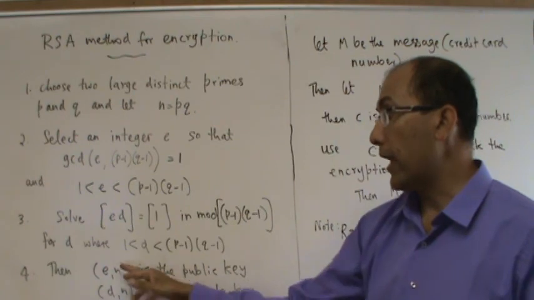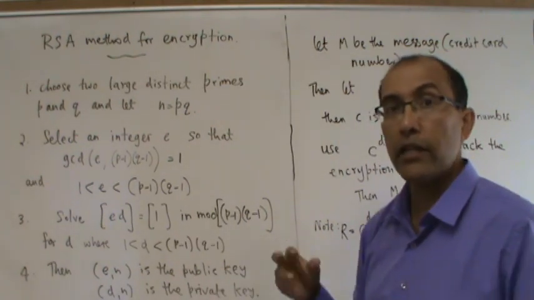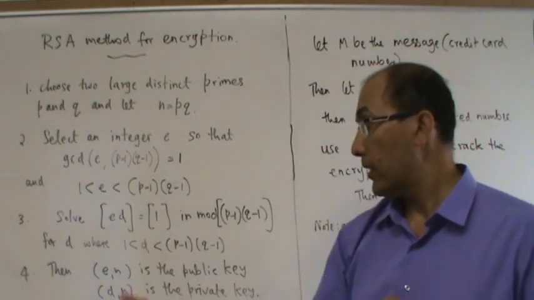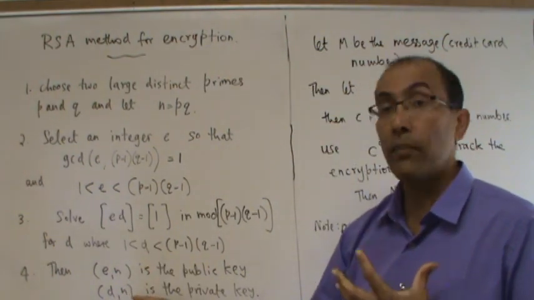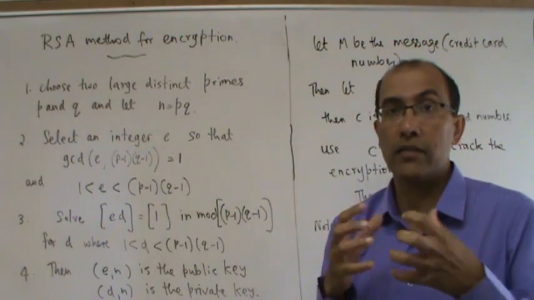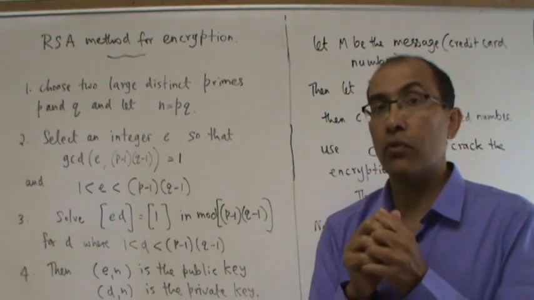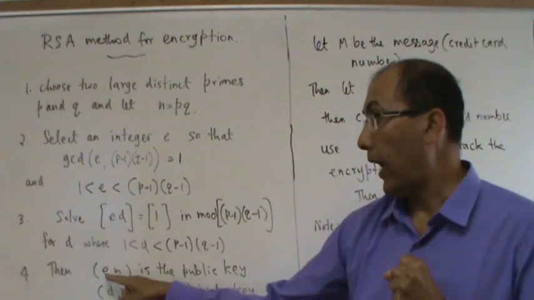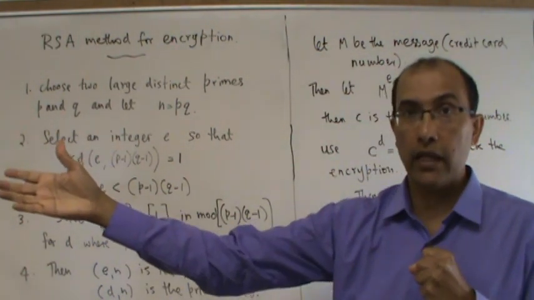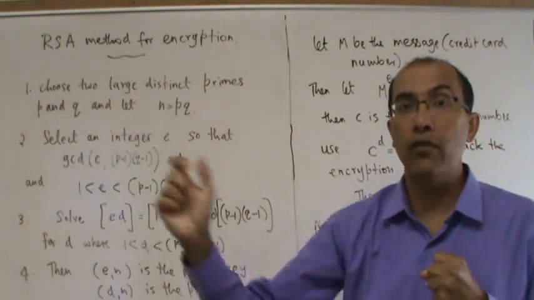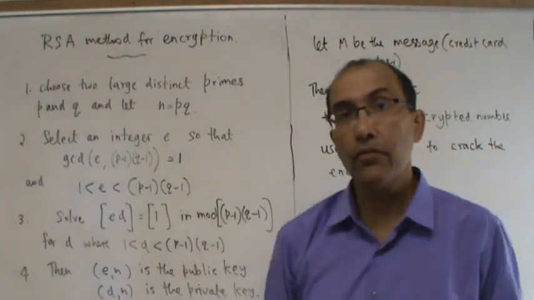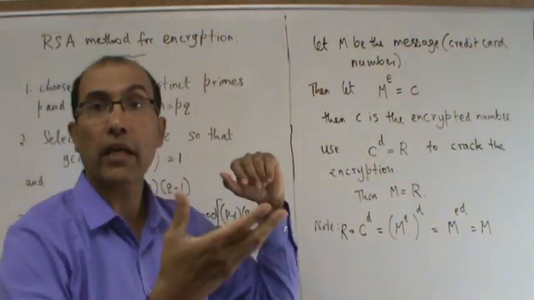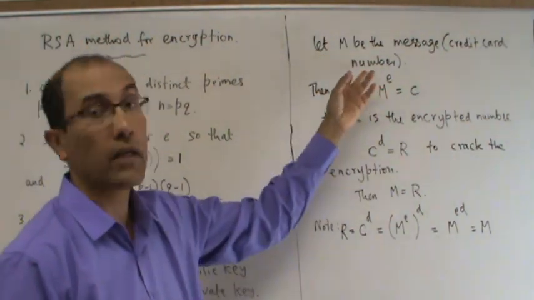And then e and n is the public key. That's what's given to the teller, to the banks, to all that. d and n is the private key. That's what Visa or MasterCard, the account holders, will keep. They keep the solution, the inverse d, and give e to the retailer, to the place where you give your credit card. So how this scheme works is that suppose M is the message that has to be transmitted. It can be the credit card number.